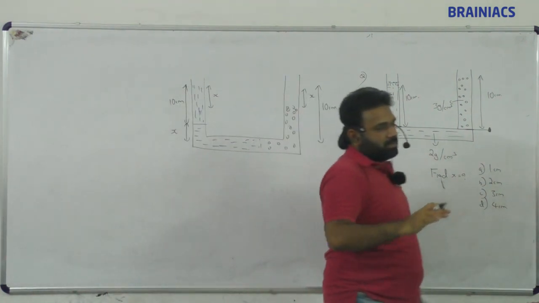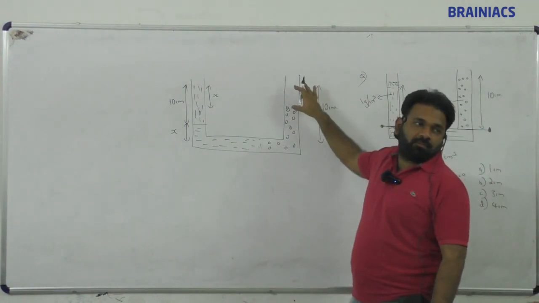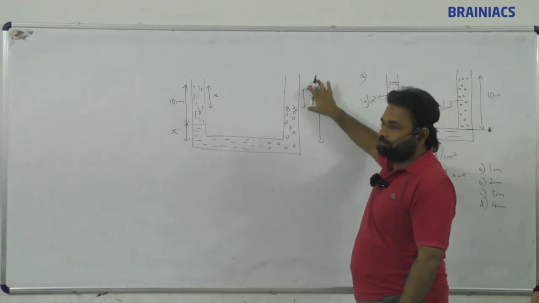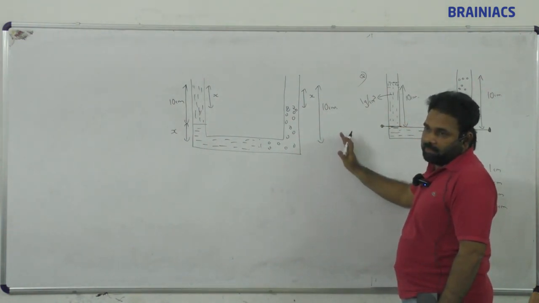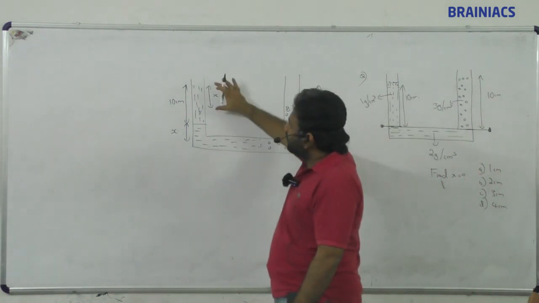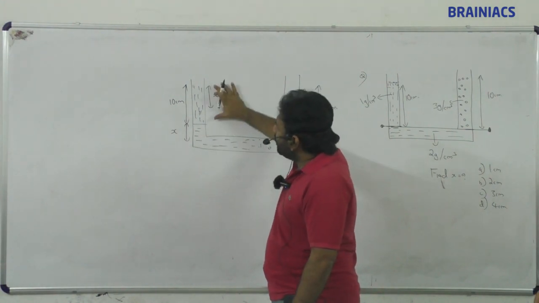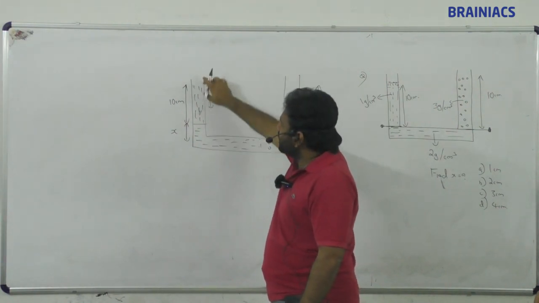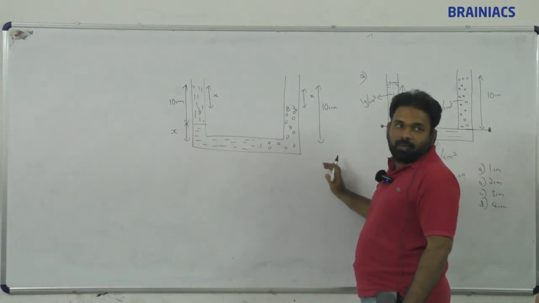Once the displacement happens, the density of this fluid is more, so this will come down. How much will it come down? X. Total was 10 centimeter, and we'll maintain that. It will come down by X. After that, this will go up by X. That already existing liquid will maintain that 10 centimeter. So this side totally it is going to be 10 plus X. This side it is going to be 10 minus X.